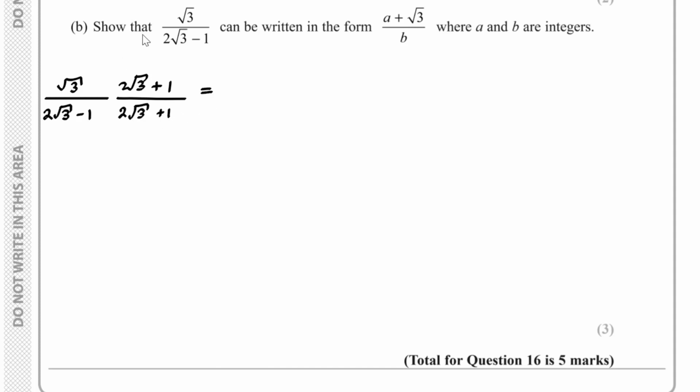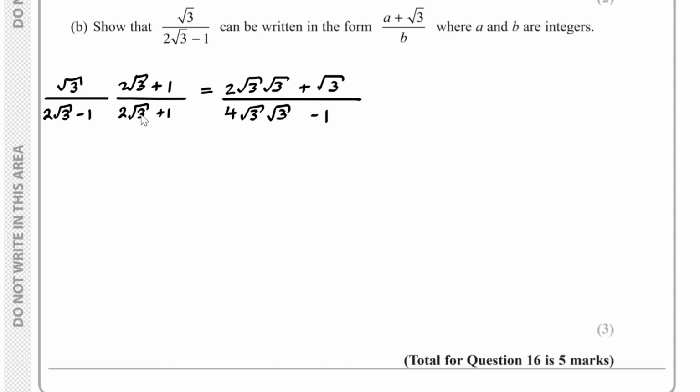And if we multiply this out, if we write it out in full actually, we have over here root 3 times 2 times root 3. So we have 2 times root 3 times another root 3. And then root 3 times 1, that's just root 3. And on the bottom, 2 root 3 times 2 root 3, that's 4 times root 3 times root 3. And minus 1 times 1, that's equal to minus 1.